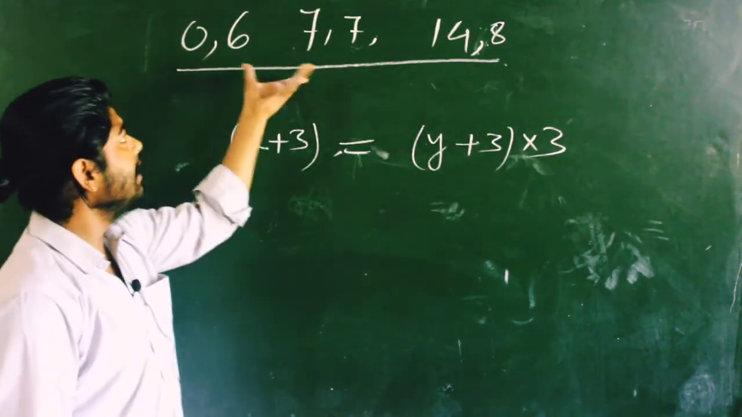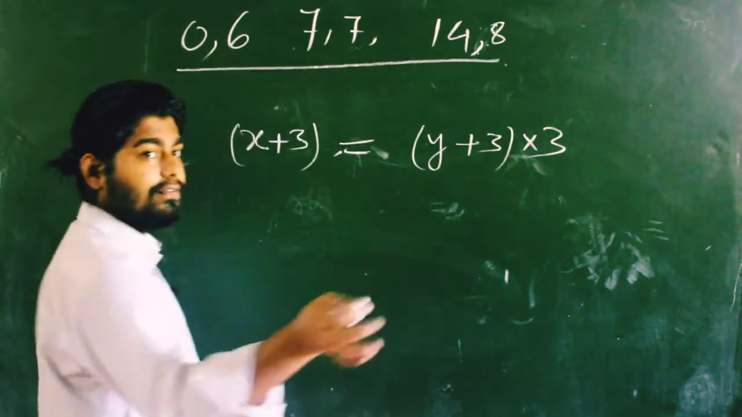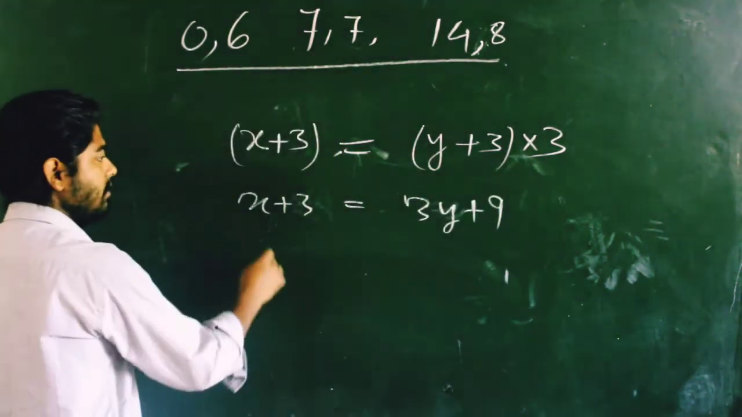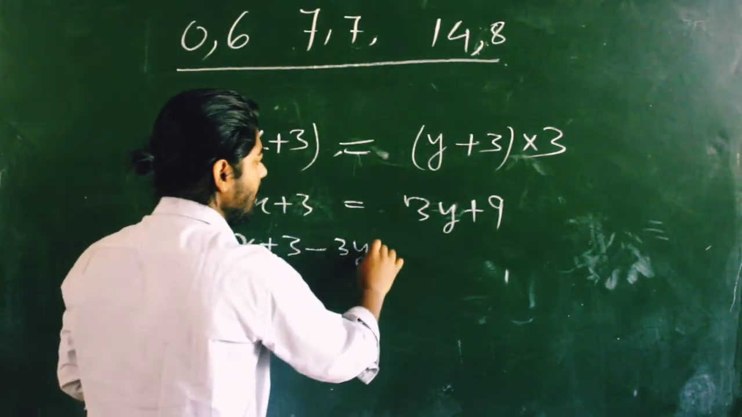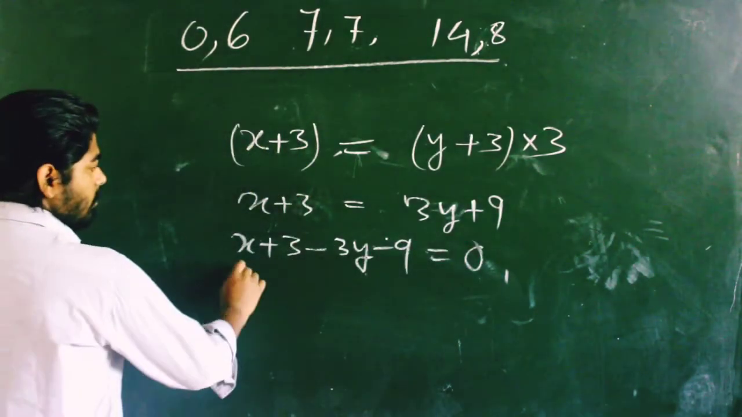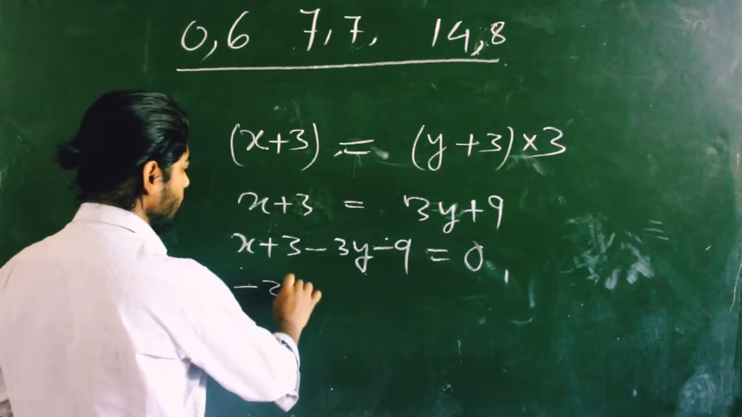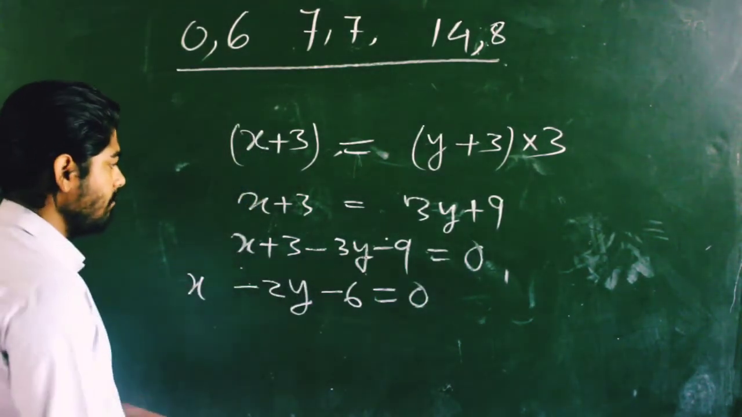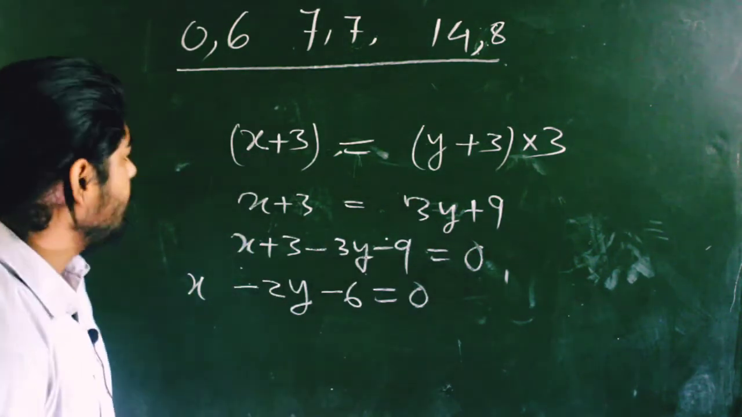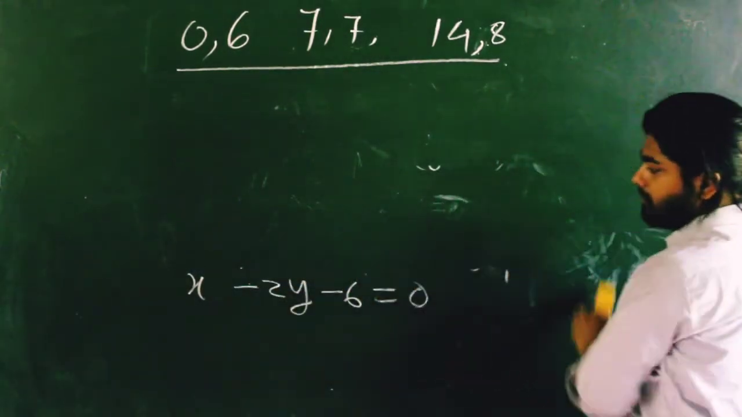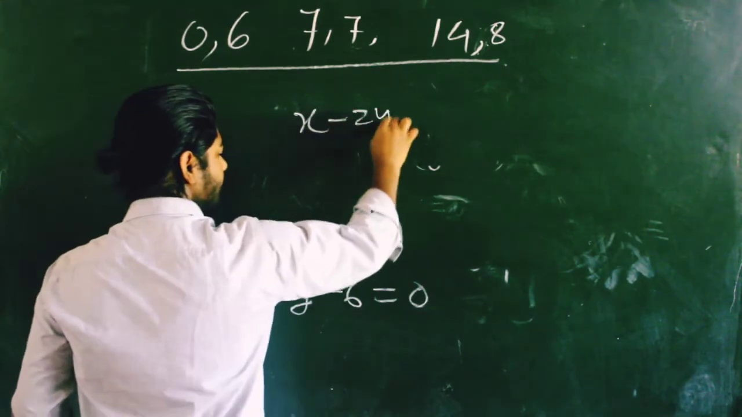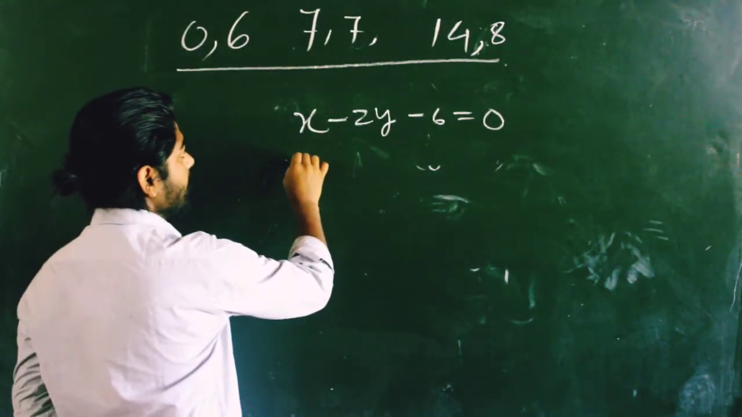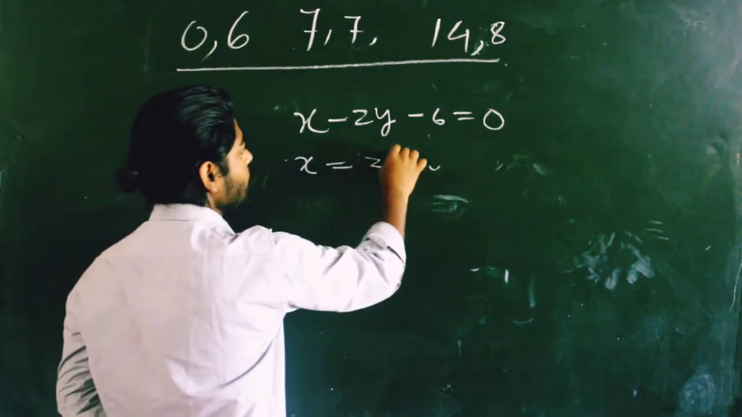Now again we will deduce this, and we need these values for 2 graphs. So x plus 3 equal to 3y plus 9. So again we will take it to one side: x plus 3 minus 3y minus 9 equal to 0. So it's x minus 3y minus 6 equal to 0. So we got x minus 3y minus 6 equal to 0. If I put it on the other side, I will end up with something like this: x equal to 3y plus 6.